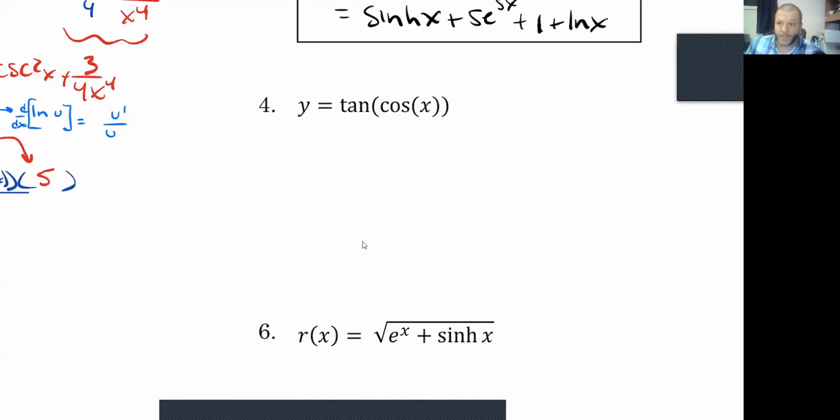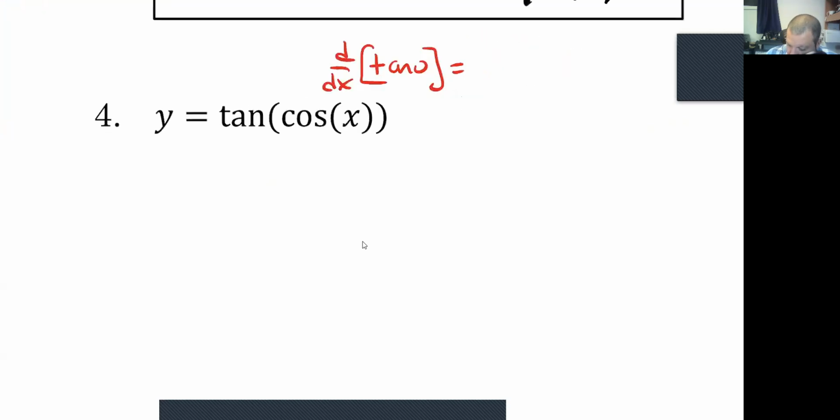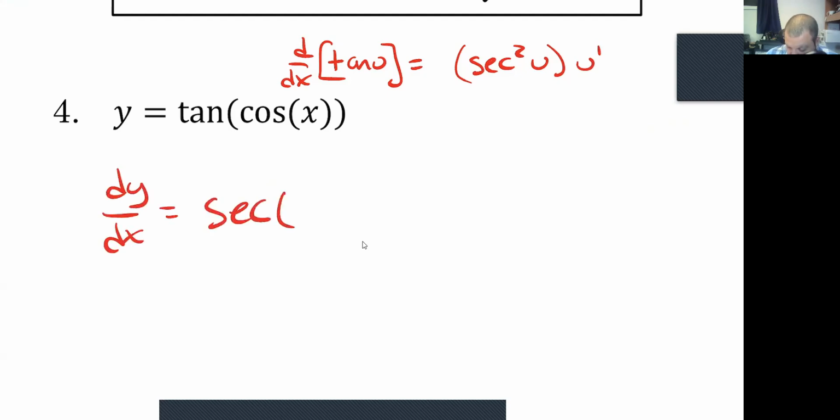All right, so we got some more derivatives for you. So we have a chain rule here, right? We have a function inside of a function. So the derivative of the tangent of u, tan u, is going to be the secant squared of u times u prime, right? So we're going to get dy dx equals secant squared of u, the inner function, cosine of x.